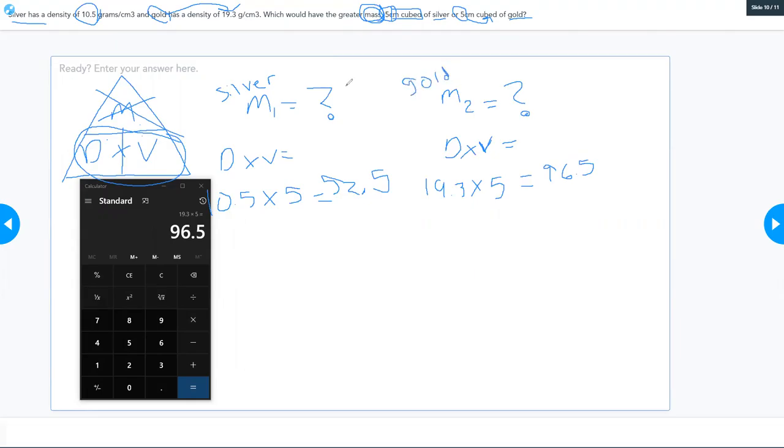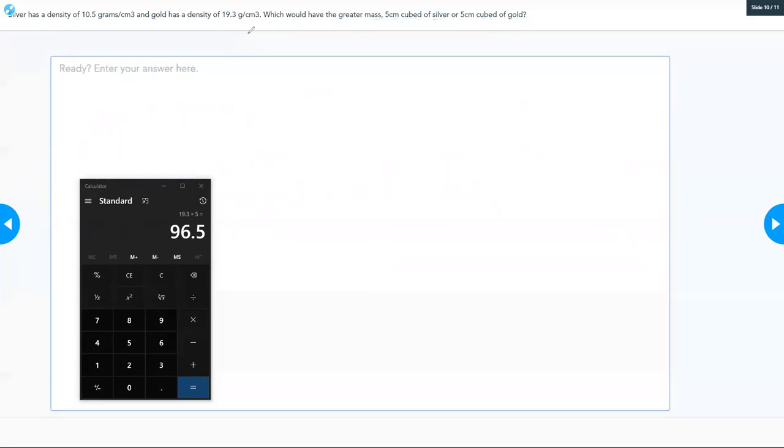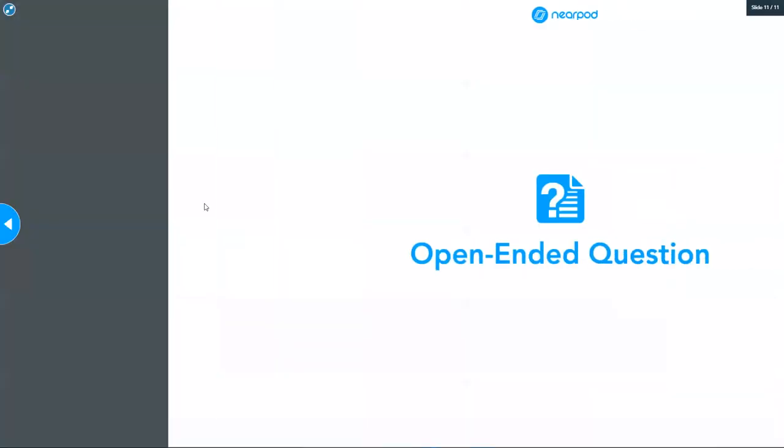Okay. And our question said, which would have the greater mass? So we want the larger number. Which one of these numbers is larger? The gold. So there you go. There's the answer to your question. I'm going to clear the drawings. I'm going to go to the next one.